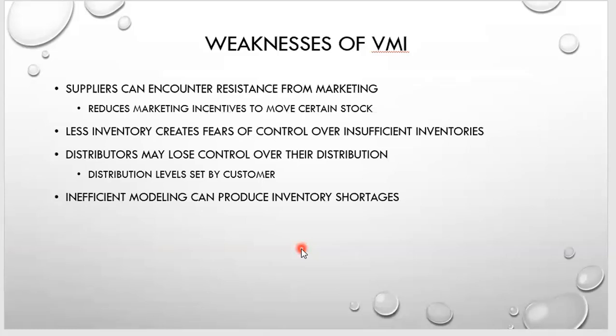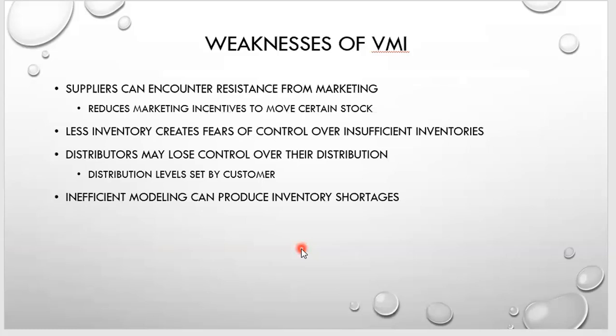Toyota takes a different approach, and I'll talk about that in a week or two when we talk about distributor strategies. And inefficient modeling can produce inventory shortages. As I mentioned before, let's say you have rebates and you artificially influenced your demand, and the vendor goes, here's the new demand forecast, and everybody build to this.